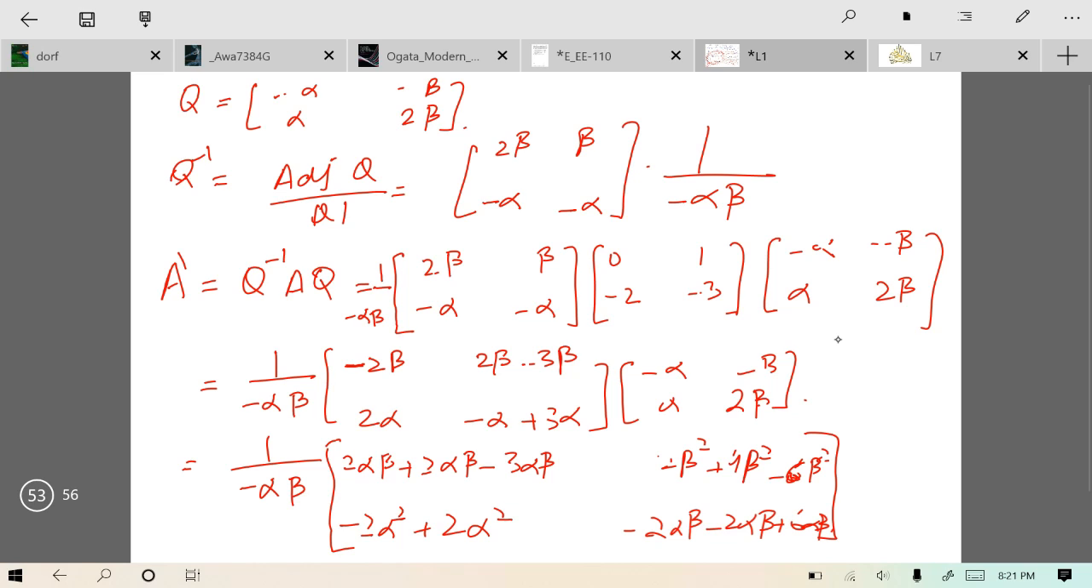So minus 2 alpha square plus 2 alpha square, here I have 0. 2 beta square plus 4 beta square minus 6 beta square, so this is also 0. So these two terms are 0, and 2 alpha beta plus 4 alpha beta minus 3 alpha beta is equal to alpha beta. Similarly 6 minus 2 minus 2, 6 minus 4, 2.